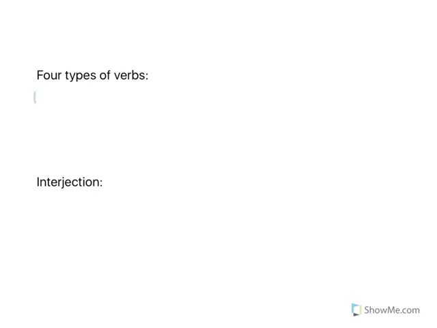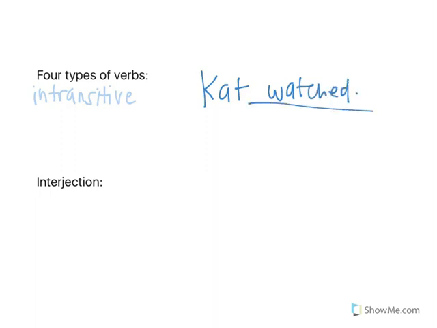So the first one is intransitive. An intransitive verb is a verb that does not transfer any action. So it's like saying, cat, oh, I spelled my own name wrong. Cat watched. There's no action being transferred. The verb is just watched.